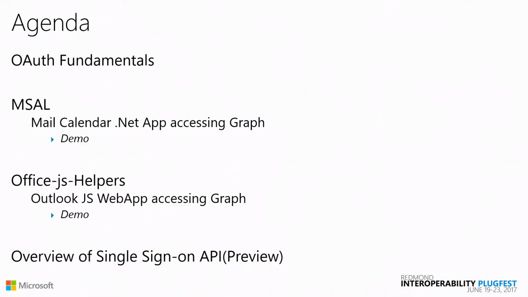So our agenda will be, I have two slides covering OAuth fundamentals, then followed by two demos, one using MSAL and the other one is Office.js Helper. And towards the end, I'll give a quick overview of single sign-on feature that we recently introduced and it's in preview for all the desktop applications.